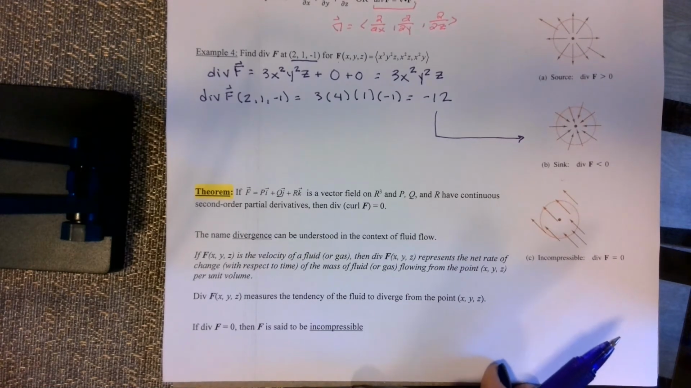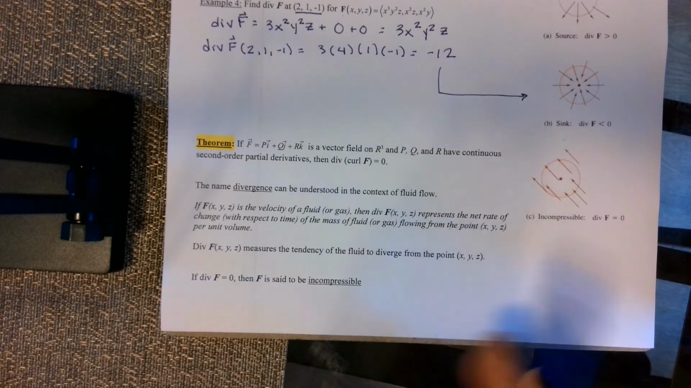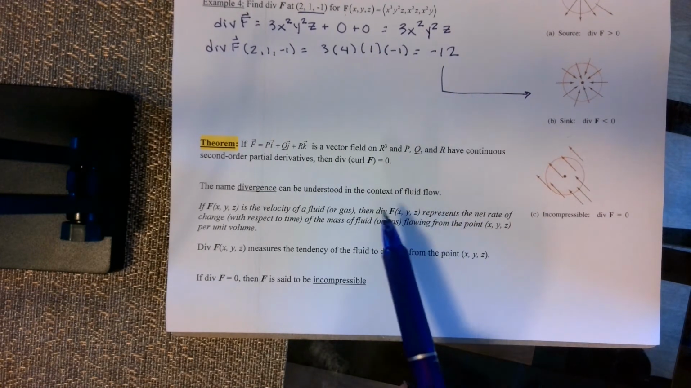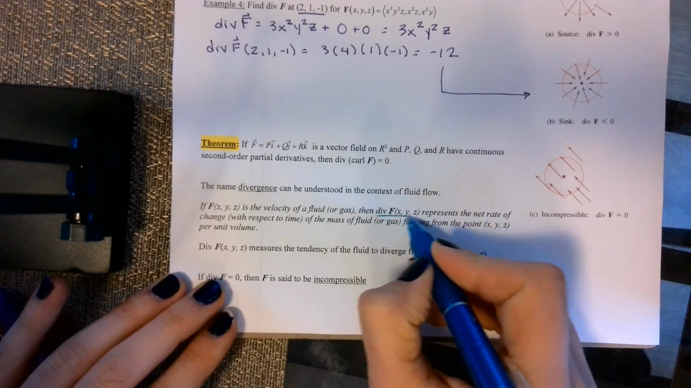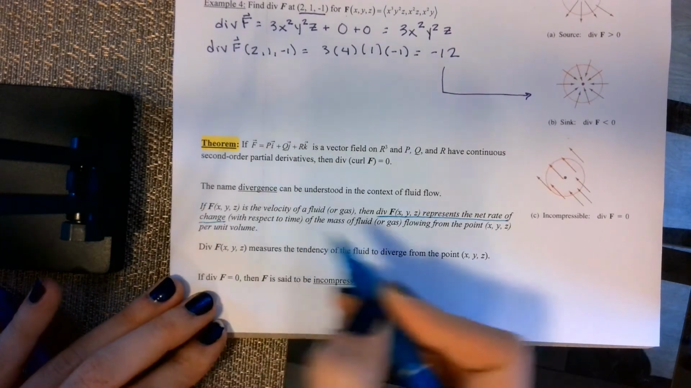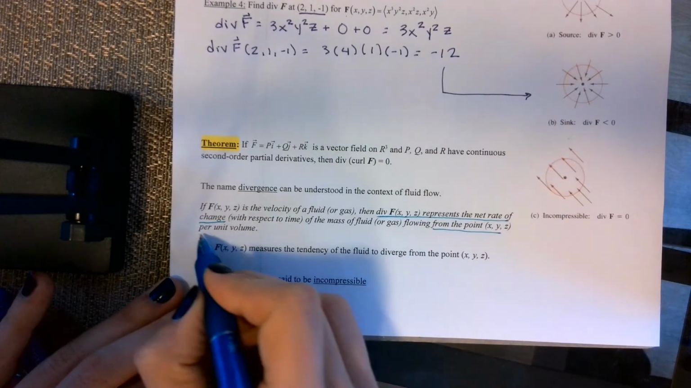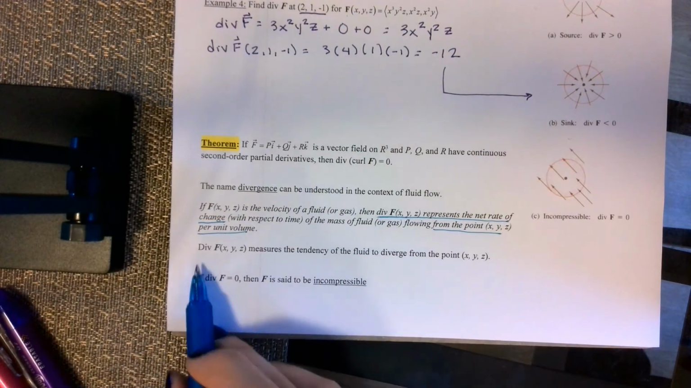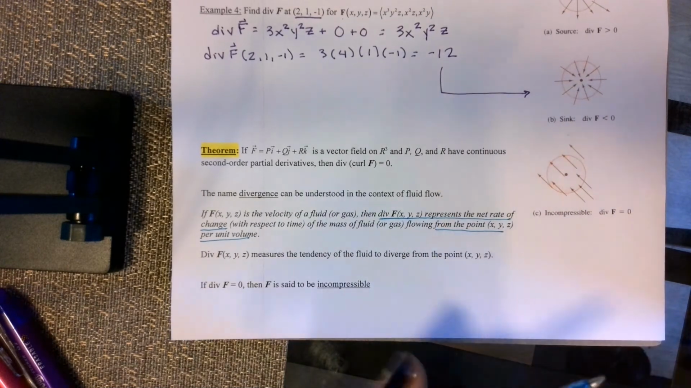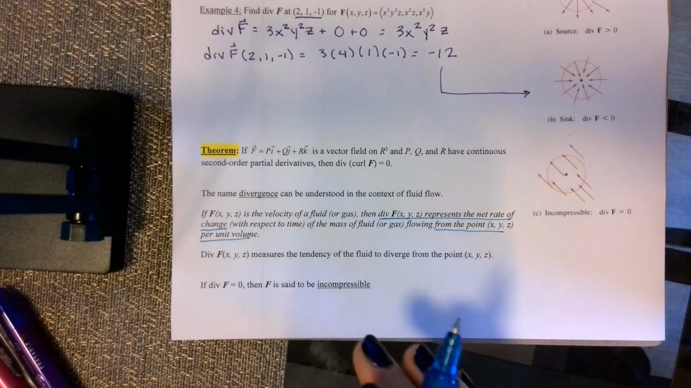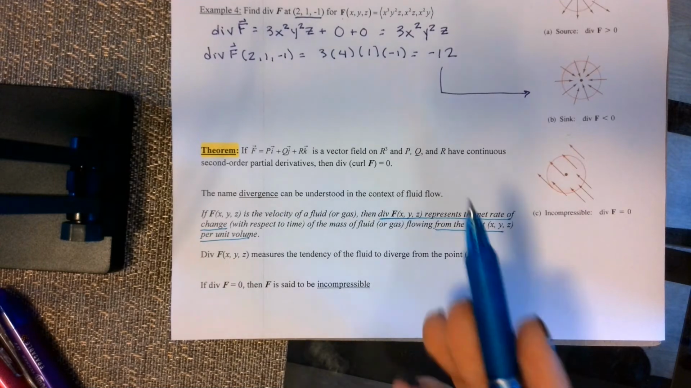Again, divergence can be understood in the context of fluid flow. This is the part you want: the divergence of this vector field represents the net rate of change with respect to time of a mass of fluid or gas flowing from the point per unit of volume. In short, divergence measures the tendency of the fluid to diverge from the point. It doesn't want to go to the point, and doesn't want to go away from it. We're not dealing with the why in this class, but this helps put it in context with another class maybe.